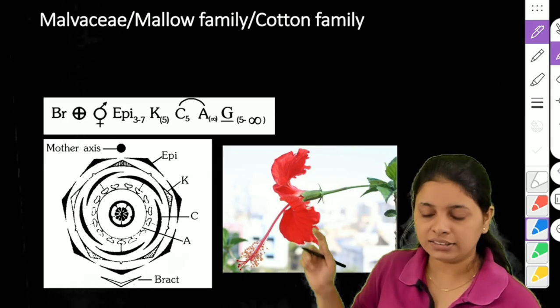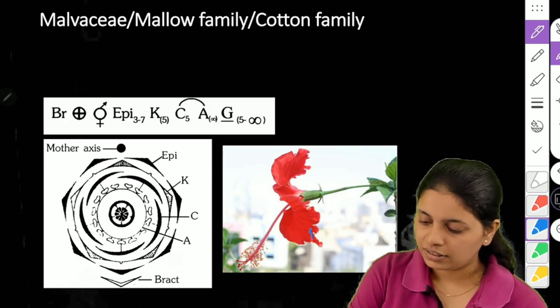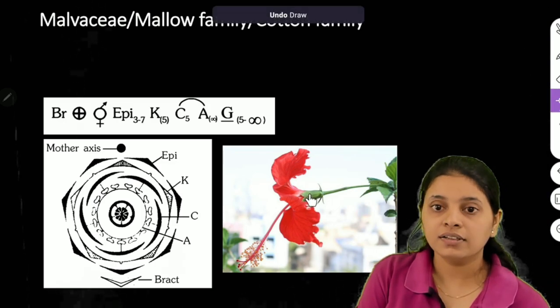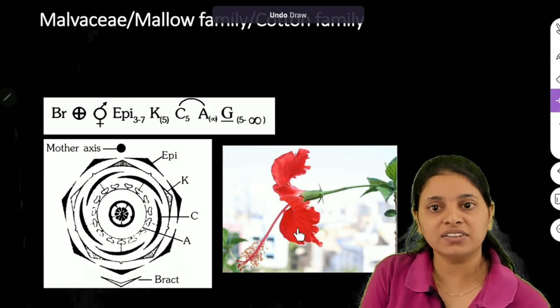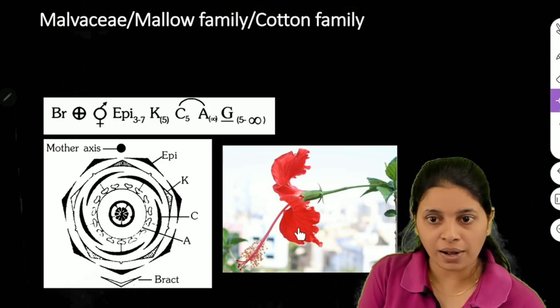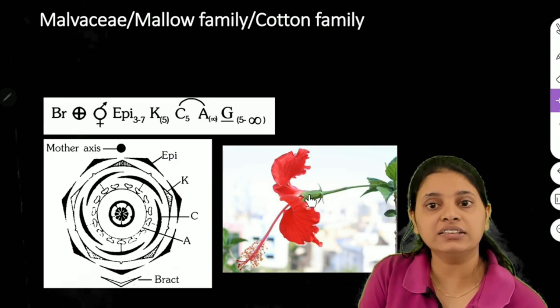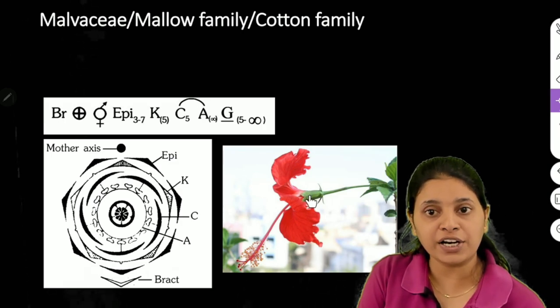This is the calyx. See here. This is the calyx. Okay. These red color ones are the petals, so the corolla. This green thing is the calyx. All the sepals are united.